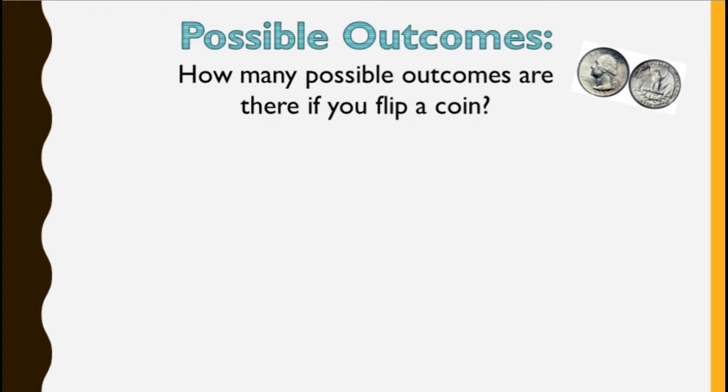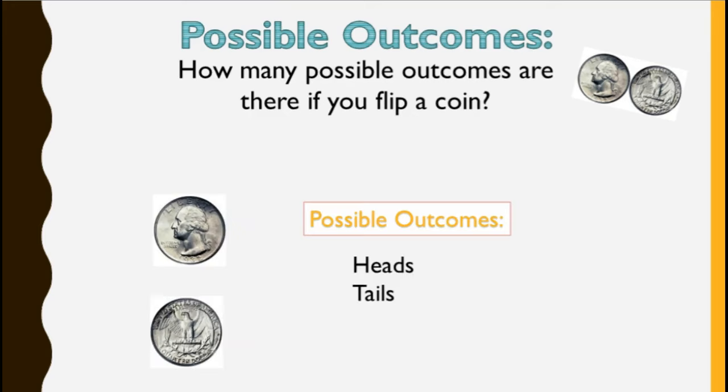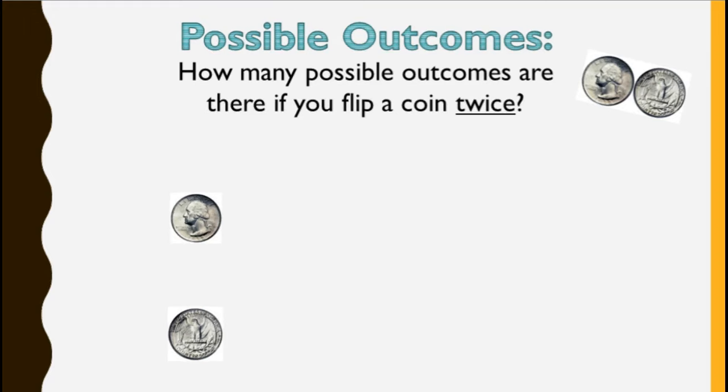So let's figure out how many possible outcomes there are if you flip one coin. What's the possible outcomes? Think about that. You just have either a head or a tail. So you have 2 possible outcomes, right? A head or a tail. Okay, that's easy enough. Well, what happens if you flip that coin twice? How many possible outcomes are there?